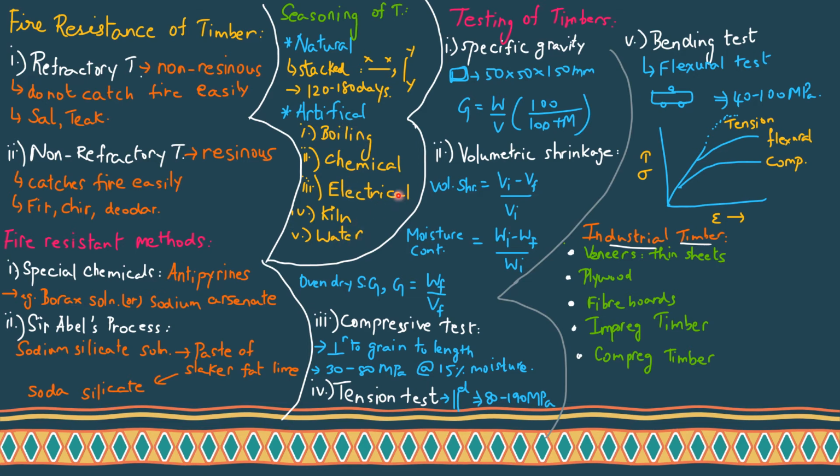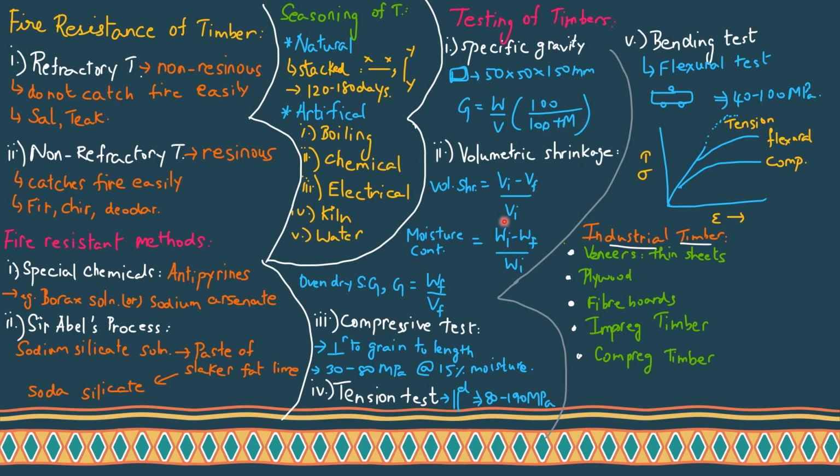And next is testing of timber. There are 5 basic tests for timber. First is specific gravity, then volumetric shrinkage, compressive, tension and bending test. For specific gravity, the size of the timber collected is 50 by 50 by 150 mm. So specific gravity G is equal to W by V into 100 divided by 100 plus M.